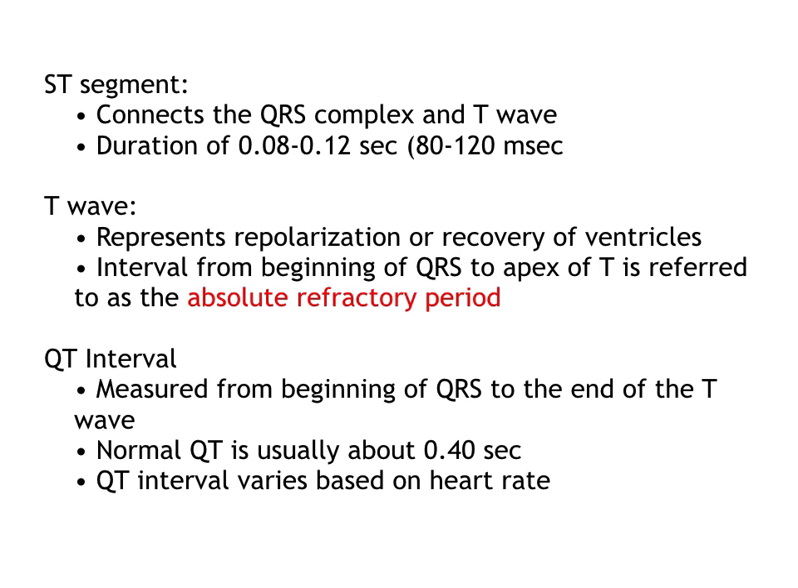T waves represent repolarization or recovery of the ventricles. The interval from the beginning of the QRS to the apex of the T is referred to as the absolute refractory period. QT interval. It is measured from the start of the QRS to the end of the T wave. Normal QT is usually around 0.4 second, which means 10 small boxes. QT interval varies based on heart rate.